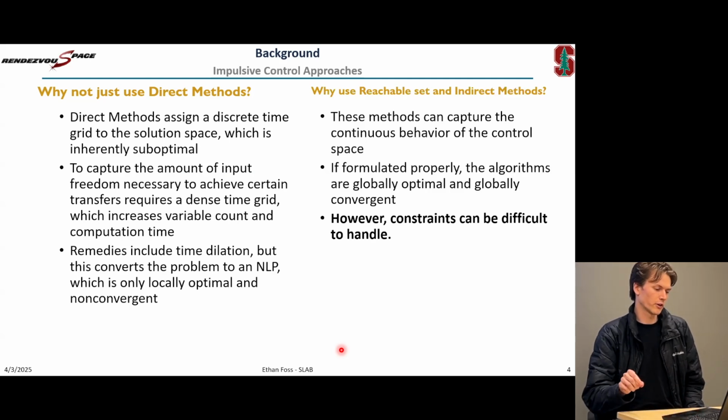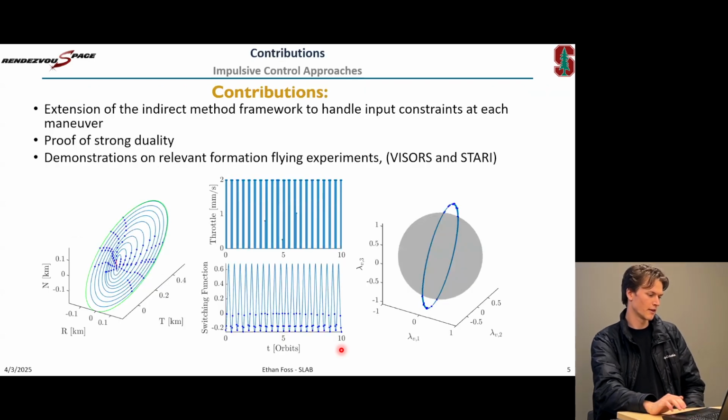So looking further, the reason why you would want to consider using a reachable set theory-based method or an indirect method is that these methods can capture the continuous behavior of the control space. And if formulated properly, the algorithms can actually achieve global optimality and global convergence, which is obviously very useful for our scenario. The issue with these methods, as I mentioned earlier, is the constraints can be difficult to handle, but hopefully we can address some of that in this presentation.